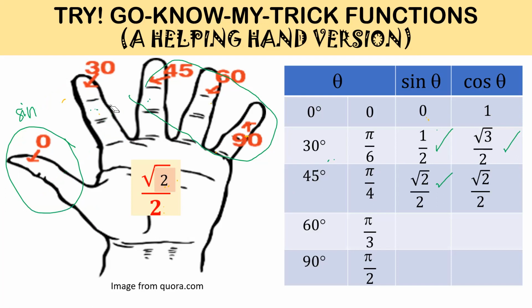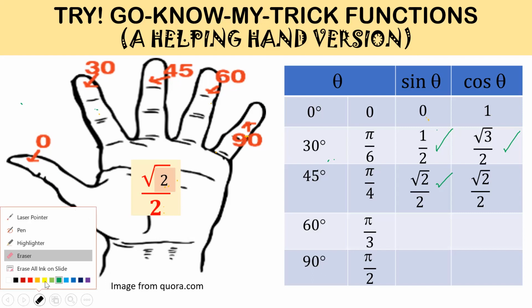Some people enjoy this, and instead of using their calculator, they prefer it. So at least you have an advantage even if the teacher says you're not allowed to use a calculator. You still have a way to get the values of the trigonometric functions. So let's see, let's use a different color. Let's use the blue one.